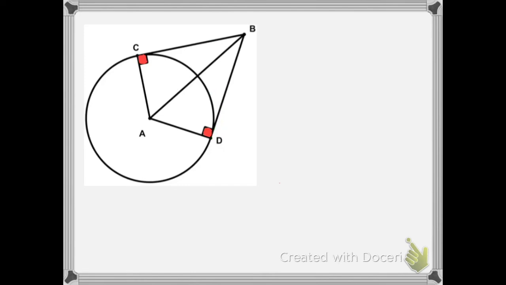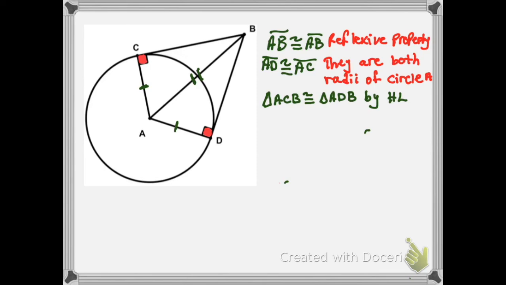Well, as we can see here, we have two right triangles, and we're going to prove that they're congruent, okay? So first of all, we have AB is congruent to AB because of the reflexive property, right? And we also have that AD is congruent to AC because they're both radii of the circle. Well, now I have the hypotenuse of the triangles being congruent and one of the legs. That means that these two triangles are congruent by HL. There is the proof, okay?